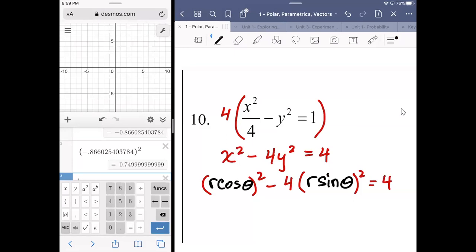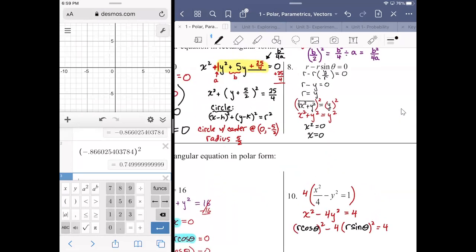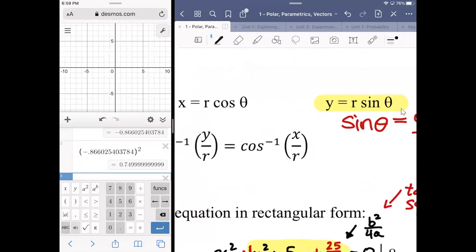How did you know to use r cosine theta and r sine theta? Because those are rules. x equals r cosine theta. Thank you. No problem.